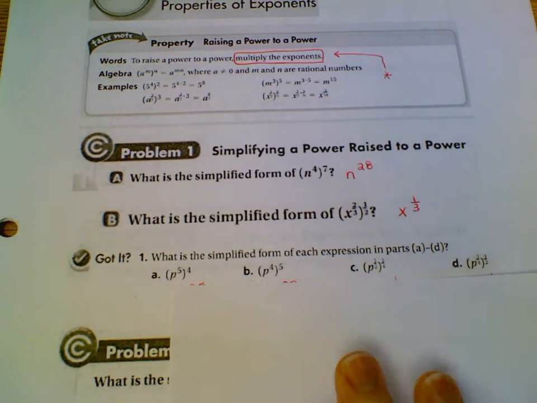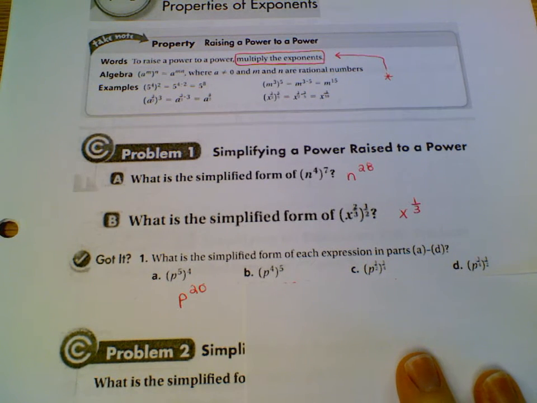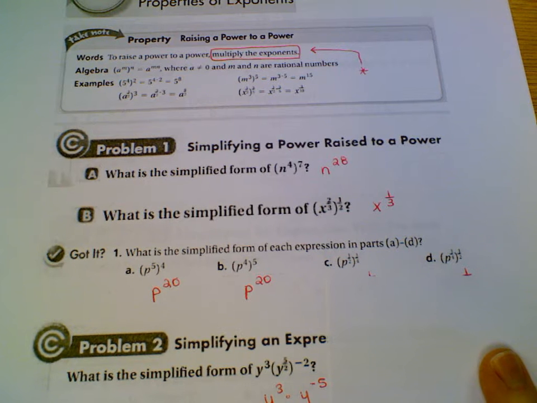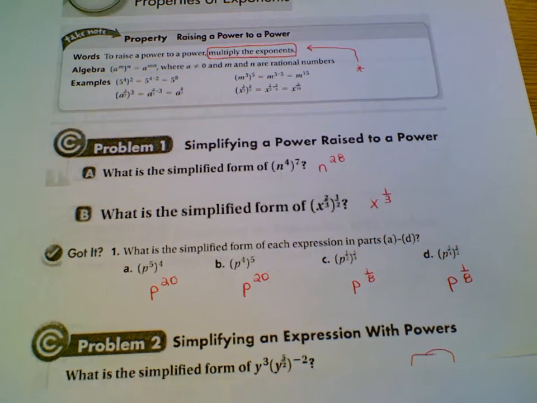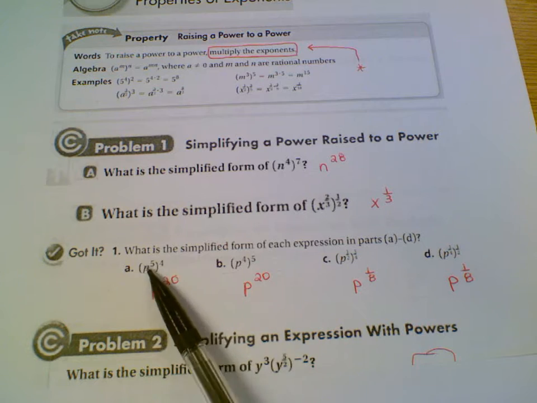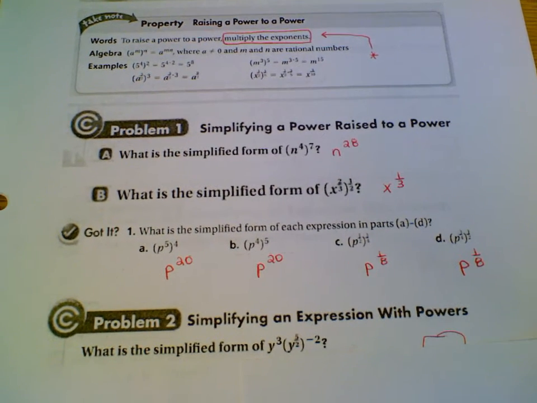So on letter A, you should be multiplying them and getting p to the 20th. Letter B, you should be multiplying them and getting p to the 20th. Letter C, you should be multiplying them and getting p to the 1/8. And letter D, you should be multiplying and getting p to the 1/8. What they're trying to show you by putting the same thing down there is the fact that it doesn't matter the order, you're still going to end up multiplying and you end up getting that same answer.